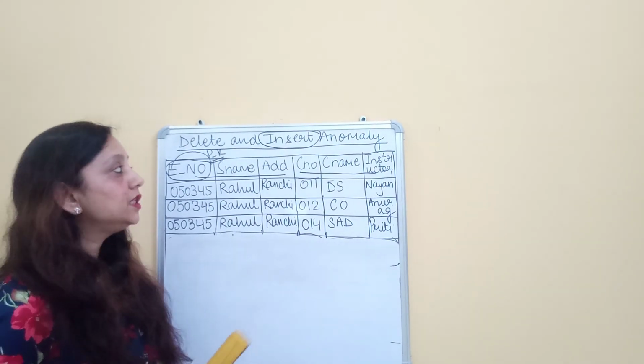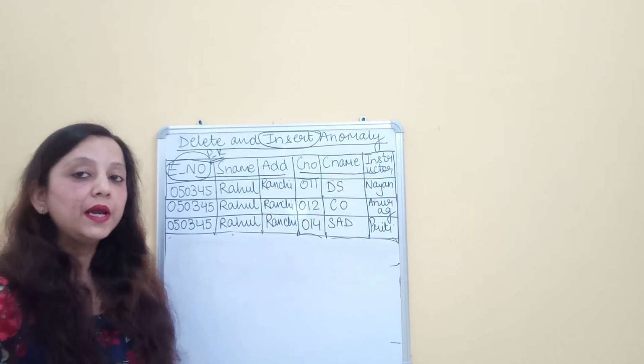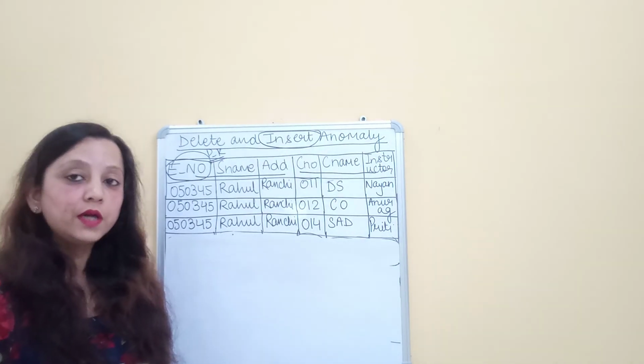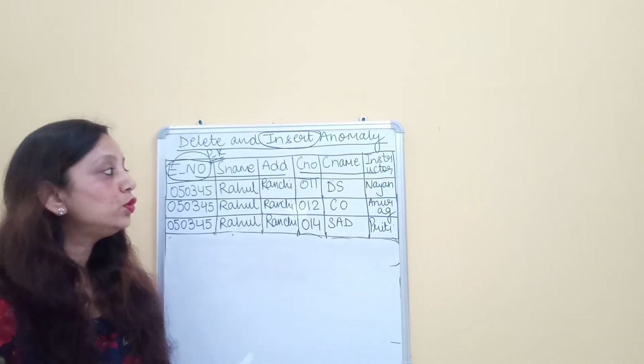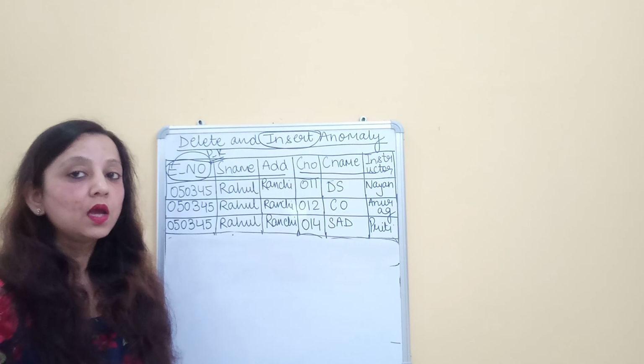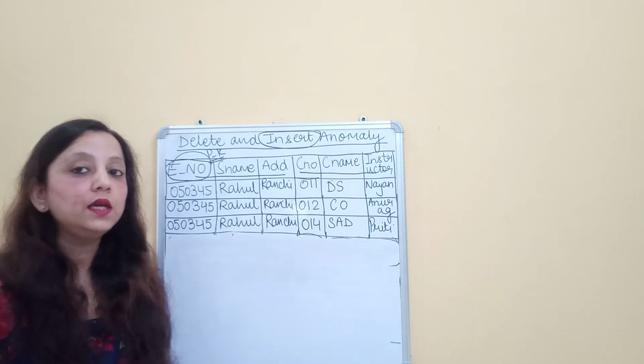Alright. So these were the anomalies, the delete anomaly, the insert anomaly and the update anomaly that arise because of redundant information inside a database. So how to resolve this problem? How to reduce redundancy in a table so as to overcome these problems? This we will discuss in the next video.